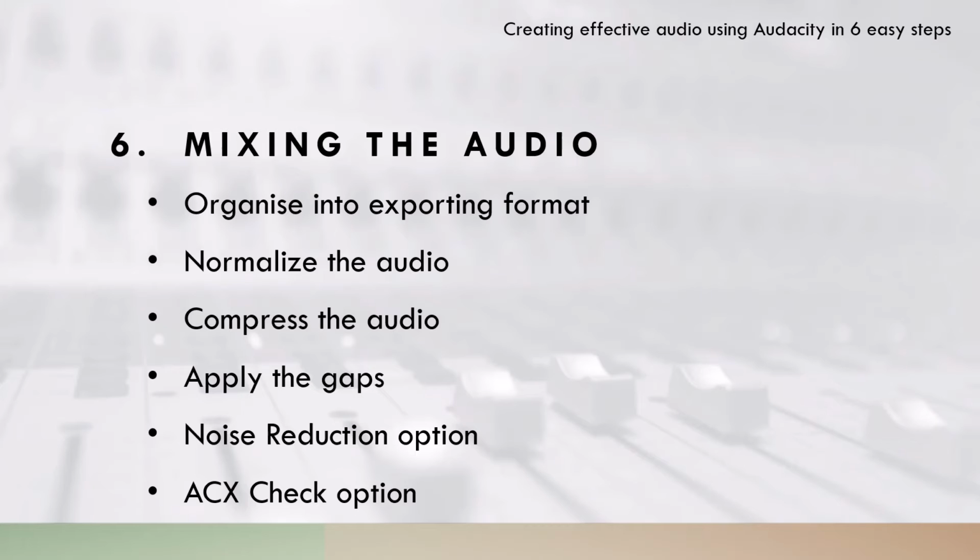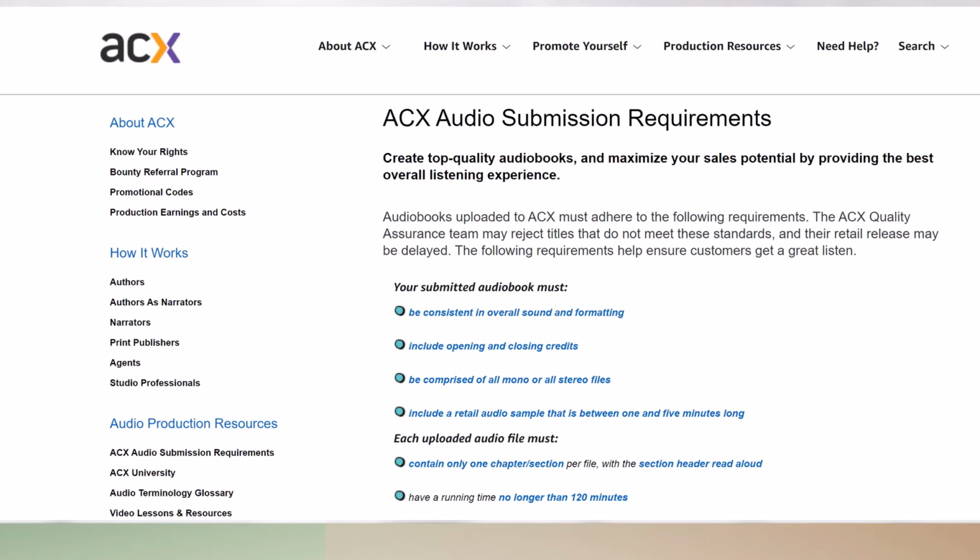ACX Check option. This won't apply to every recording scenario, but if you have to meet the ACX standard for the audio in order to publish it, such as for an audiobook, then you can analyze your recorded chapter file by highlighting your audio track in Audacity. Go to the Analyze menu and select ACX Check.